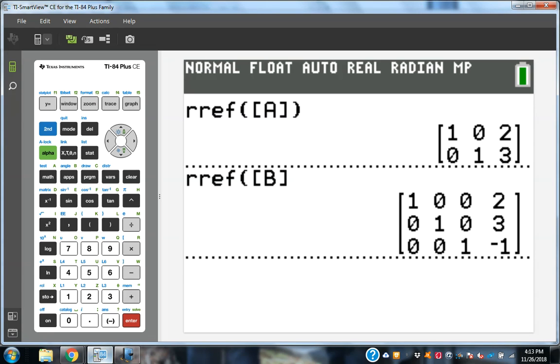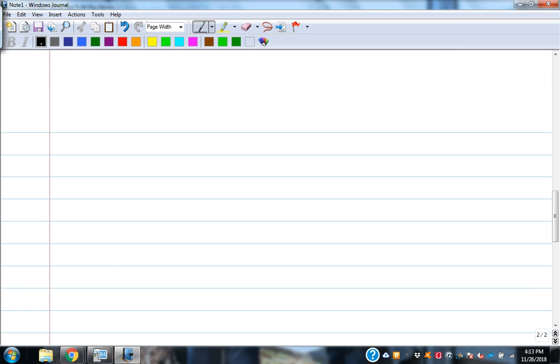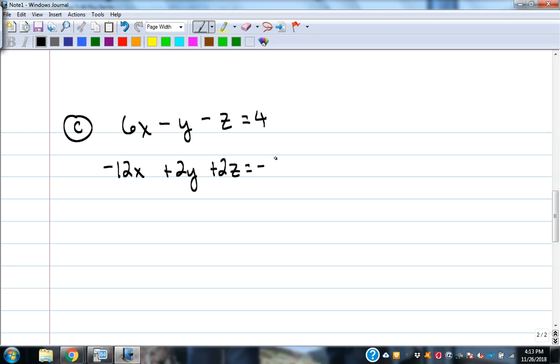So these two systems, A and B, that we've done, they're one solution, or consistent and independent systems. So let's look at what the next one brings into the picture. Example C, here's our system: 6x minus y minus z is equal to 4, -12x plus 2y plus 2z is equal to -8, and then 5x plus y minus z is equal to 3.